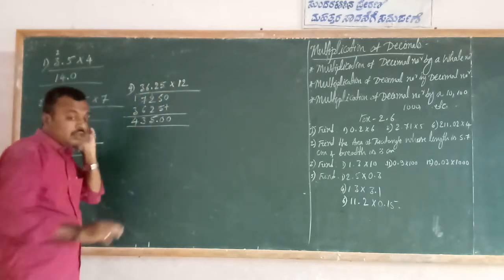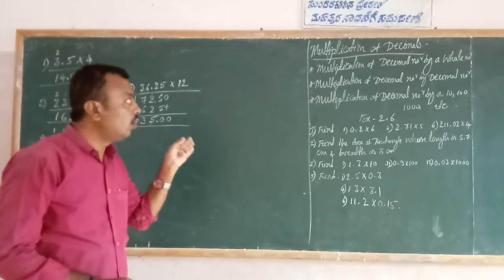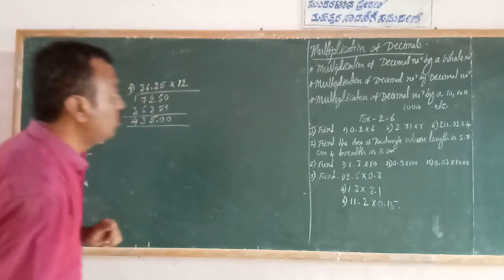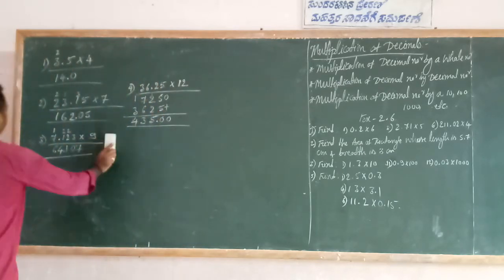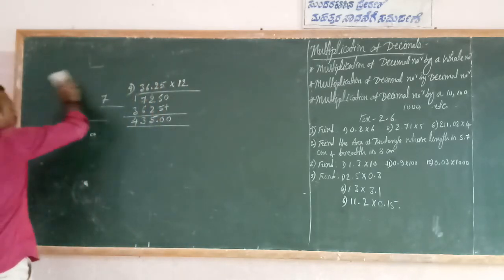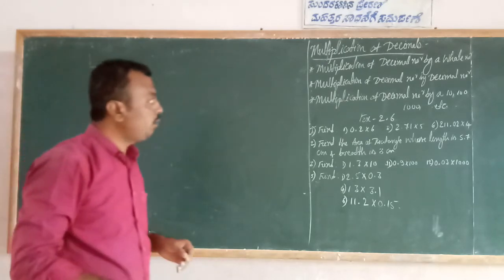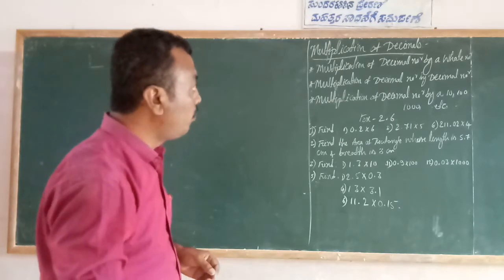Understood? So like this, we have to multiply a decimal number by a whole number. Are you understood? Yes. So shall we go to the next one? What is the next question? Multiplication of a decimal number by a decimal number.